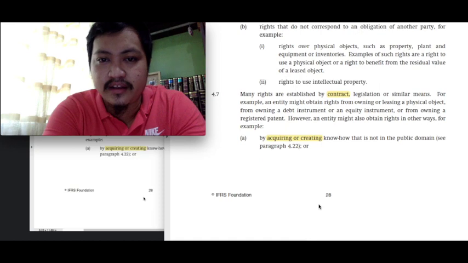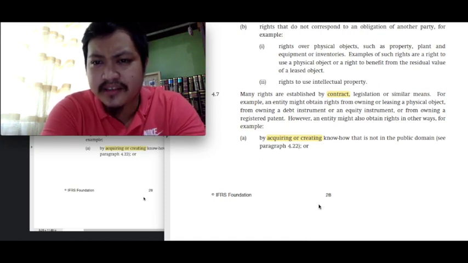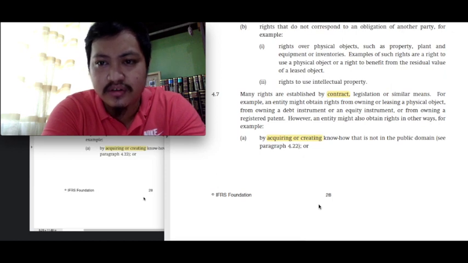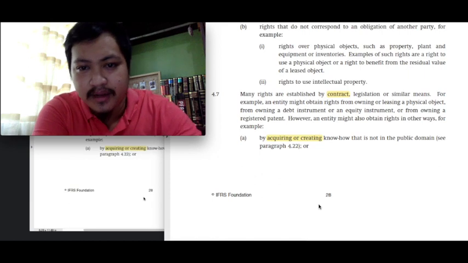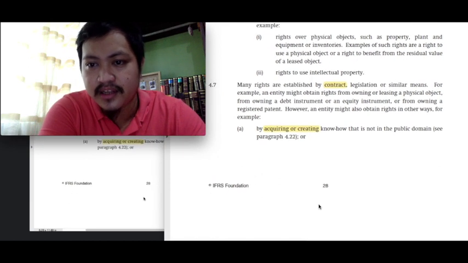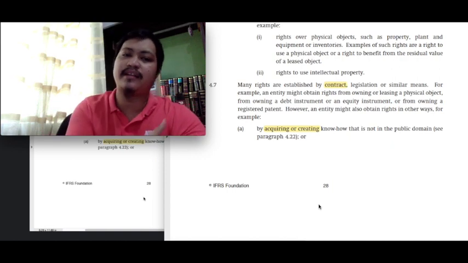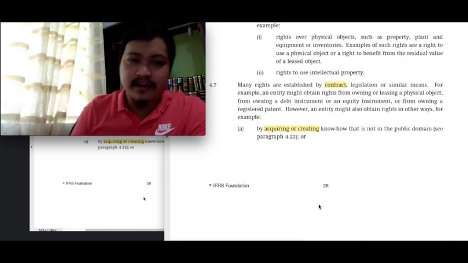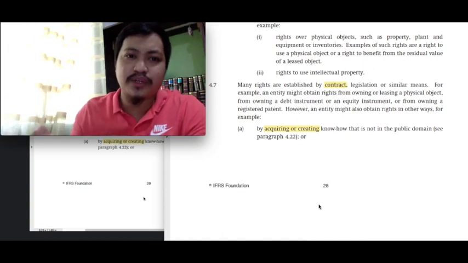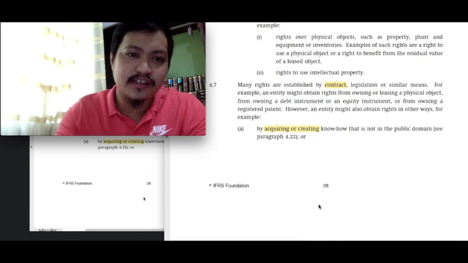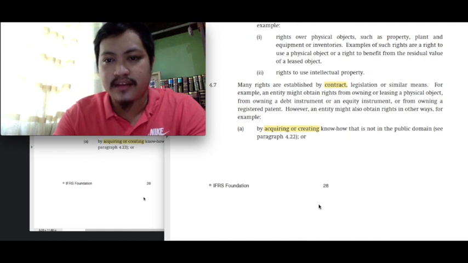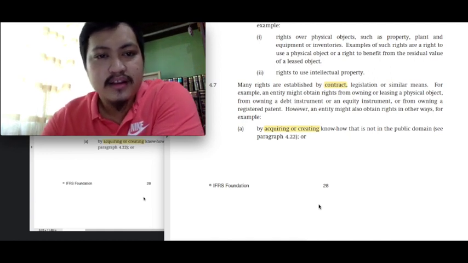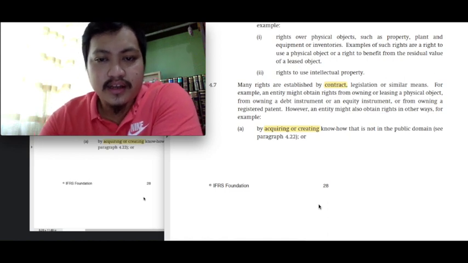And here the framework expressly tells us that rights are established by contract, legislation, meaning laws, but of course we are not just limited here. It's possible for you to obtain rights by acquiring or creating a know-how that is not in the public domain, meaning it's not available for everyone. It's proprietary in nature. You can say that it belongs to you, but you do not even have to have a legal right over this knowledge as long as this knowledge is not known to the general public. Then that knowledge could be considered as a source of a right that can result in an asset.